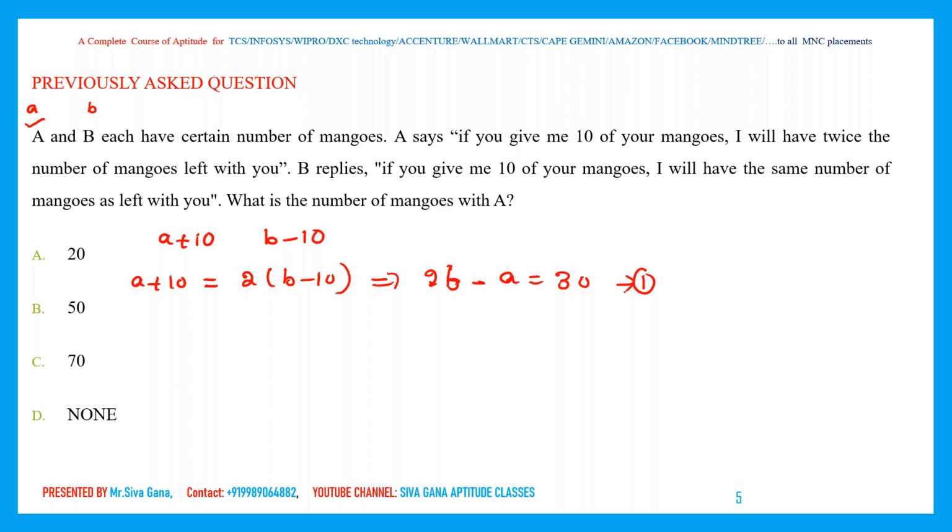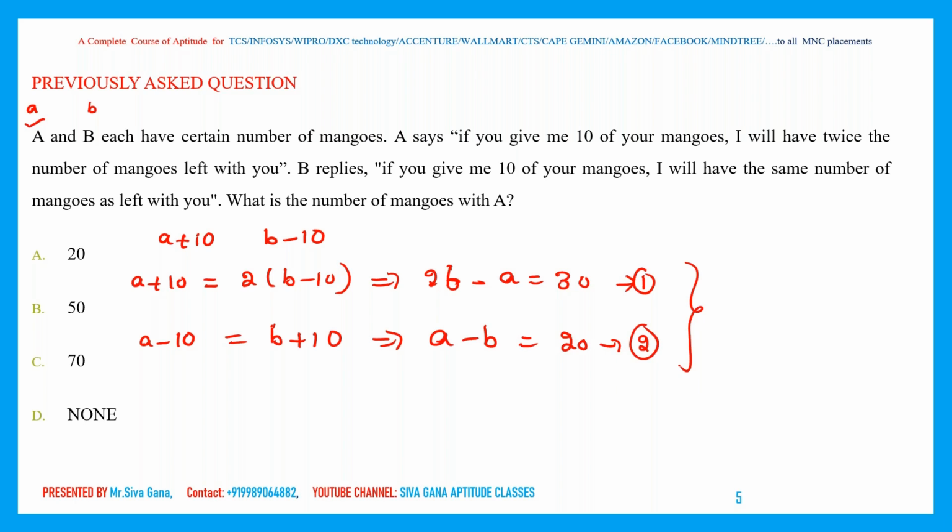Now B replies, based on B's reply, one more equation. A minus 10. If A gives 10 mangoes to B, then B will have b plus 10. Both will be equal. Now from this, what are we going to get? a minus b is equal to 20. This is the second equation.